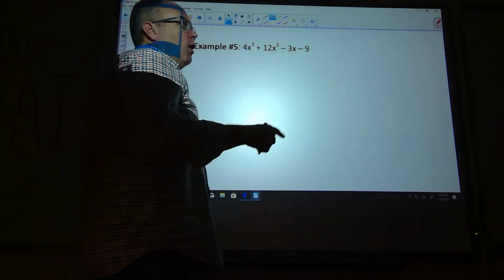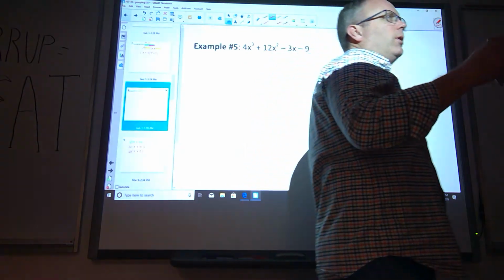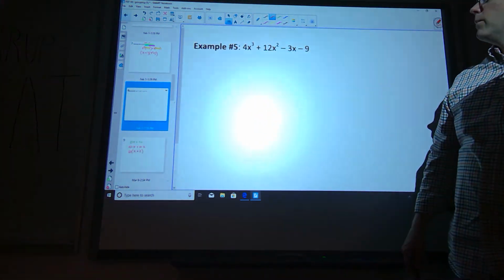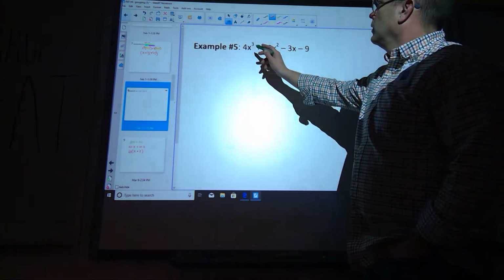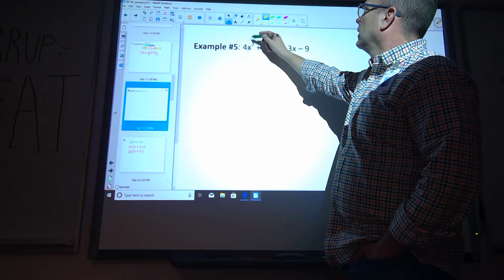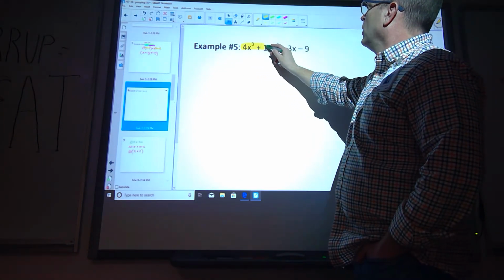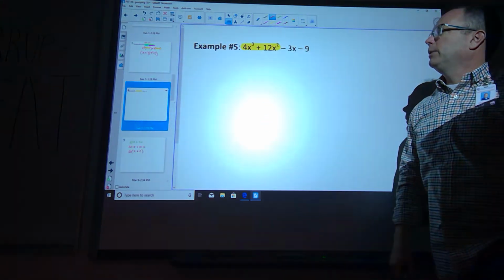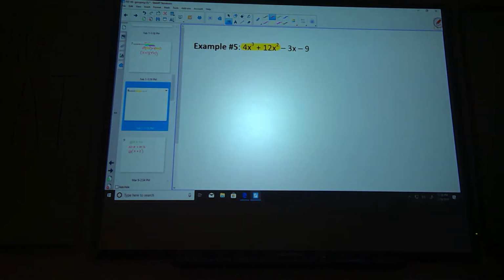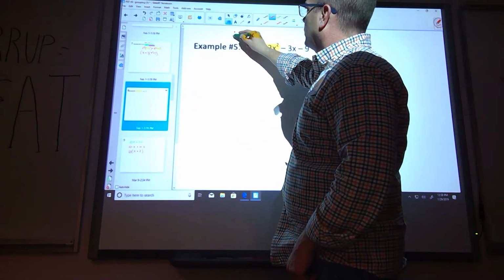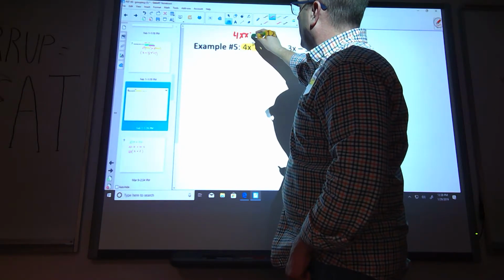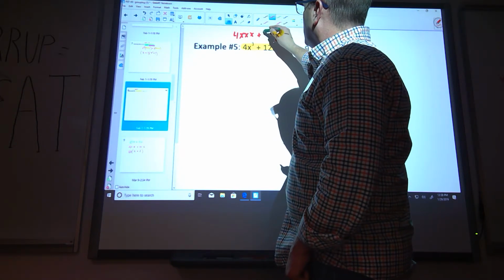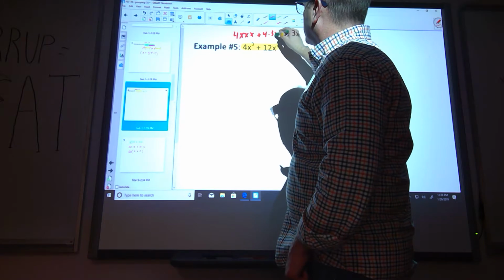All right. So first thing I'm going to say, how many terms do I have up there? 4. So I'm going to look at these first 2 only. What do I have in common between those first 2? 4x squared, right? Because this is 4 times x times x times x, and this is plus 4 times 3 times x times x.